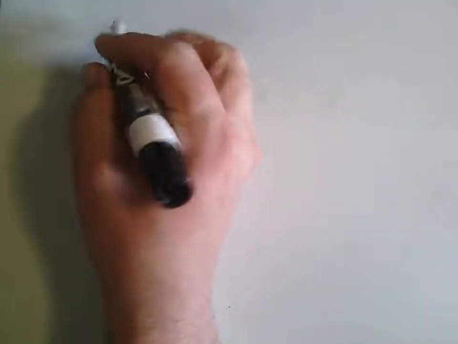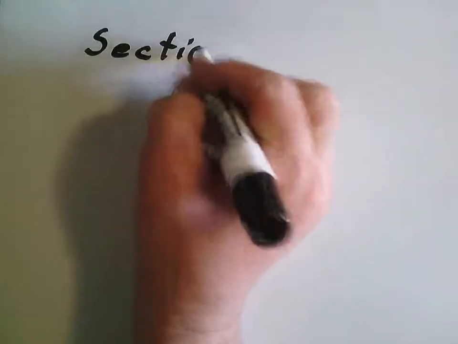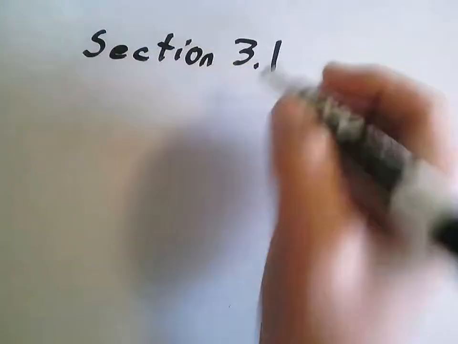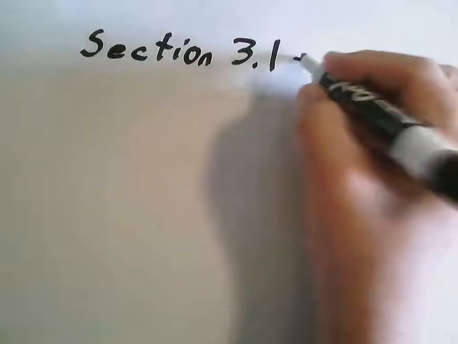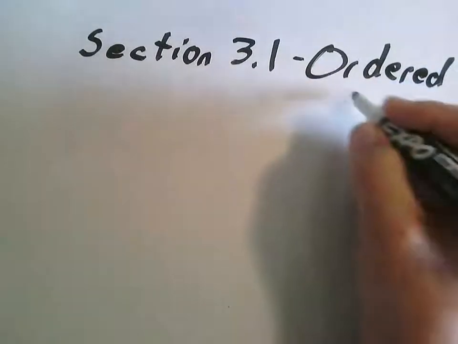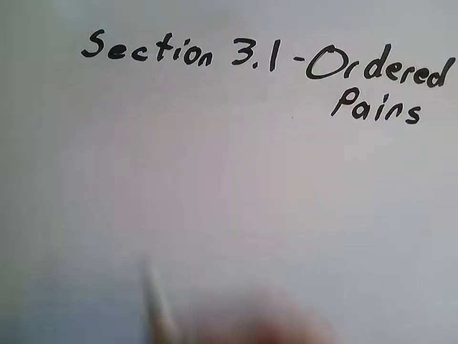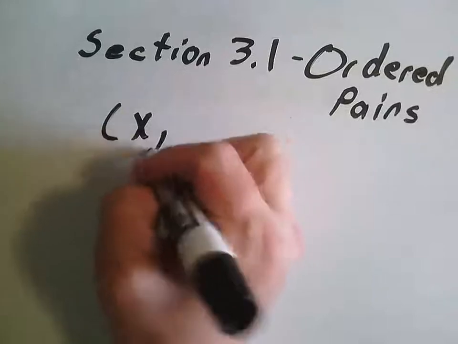This one's just going to be on section 3.1, which begins today. And section 3.1 is on ordered pairs. And ordered pairs are just the x and the y.